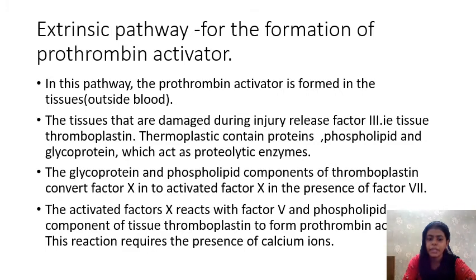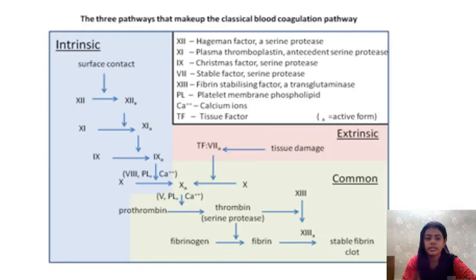The glycoprotein and phospholipid component of the thromboplastin converts factor 10 into activated factor 10 in the presence of factor 7. The activated factor 10 reacts with factor 5 and phospholipid component of tissue thromboplastin to form prothrombin activator. This reaction requires the presence of calcium ions.